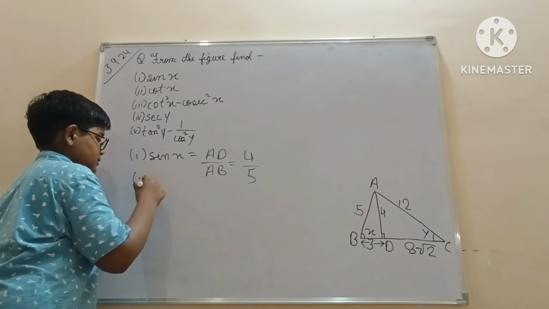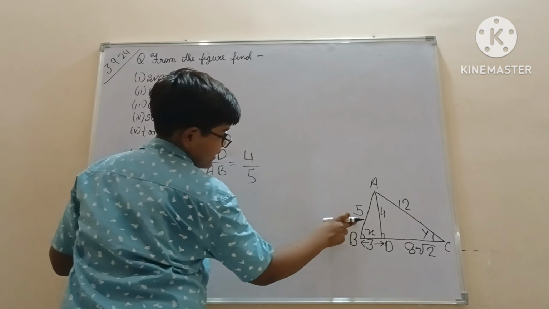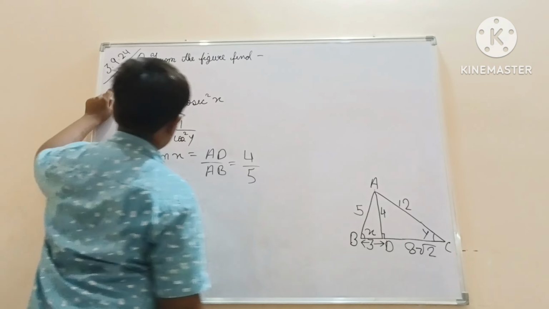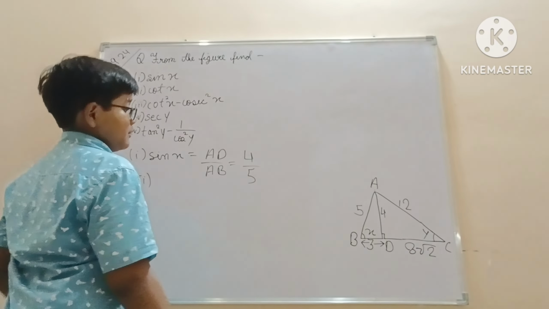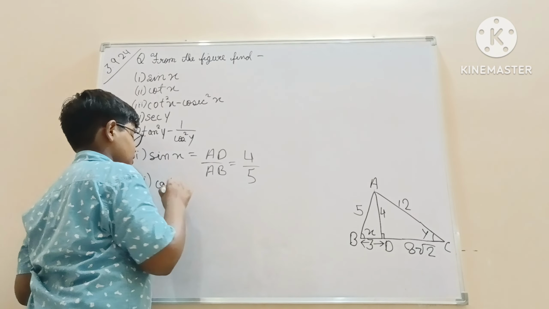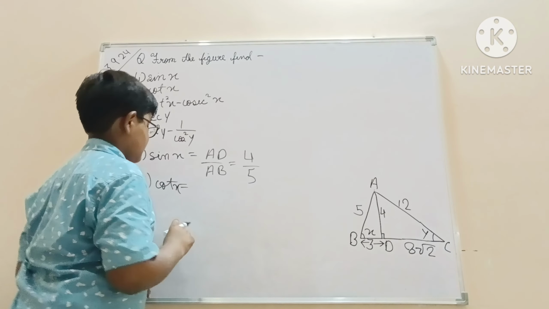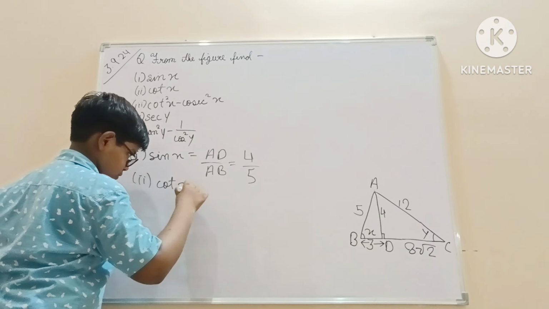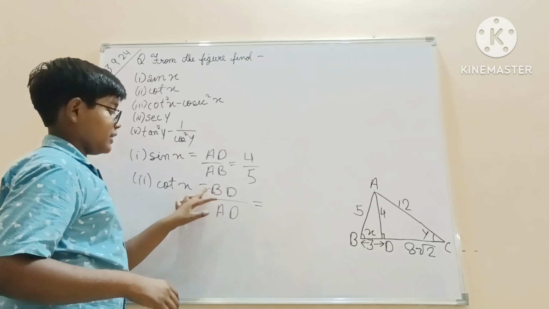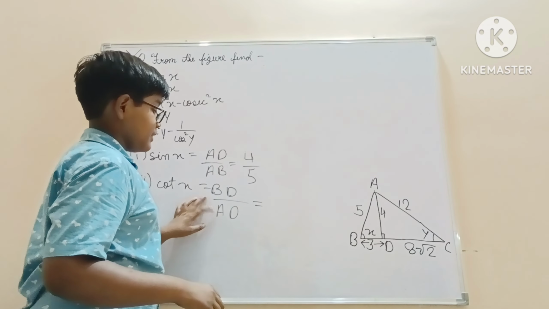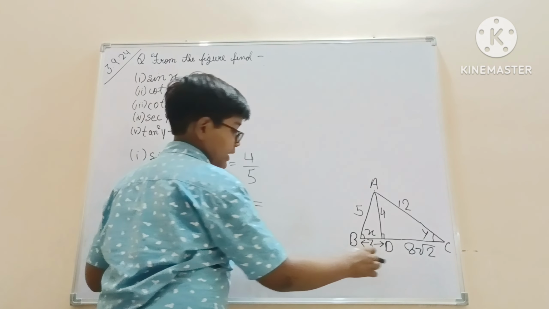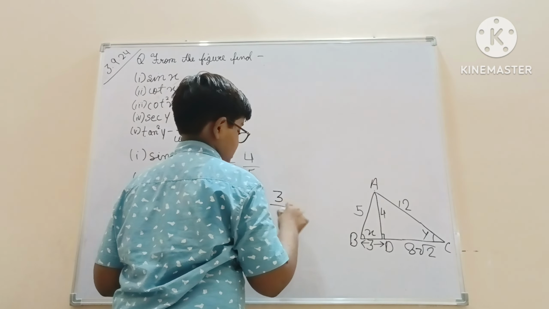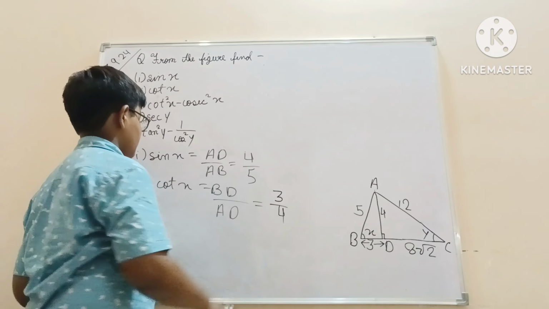Now we will find cot x. So now again this triangle will be referred to for cot x, as x is an acute angle and here is x. So cot x has the formula of base divided by height. So the base of our triangle is BD and the height of our triangle is AD. So BD is 3 and AD is 4. Now we have got the value of cot x.